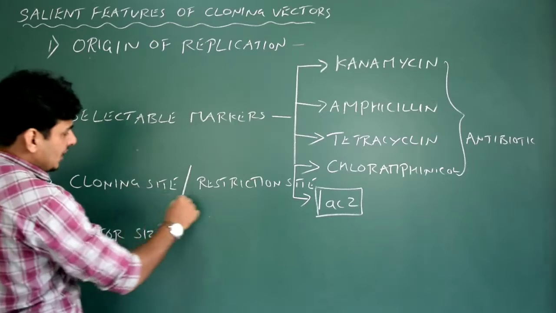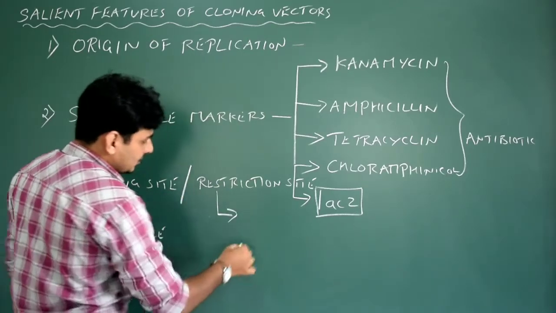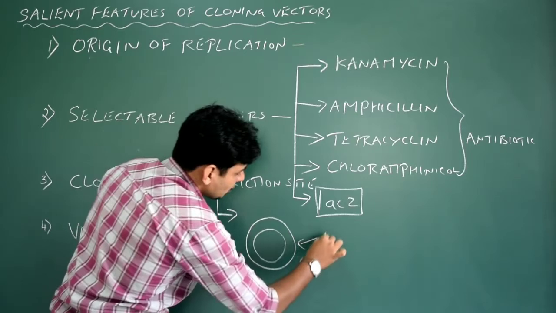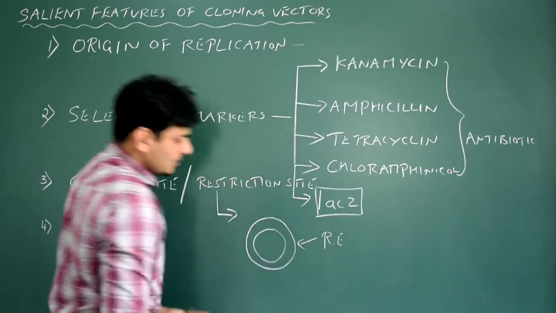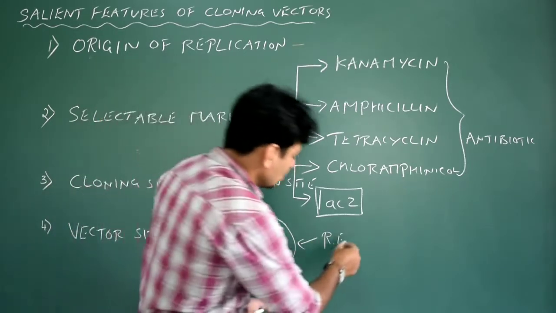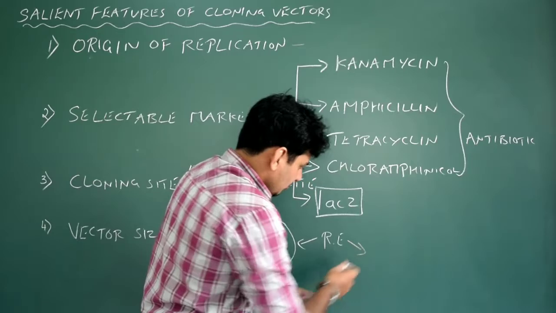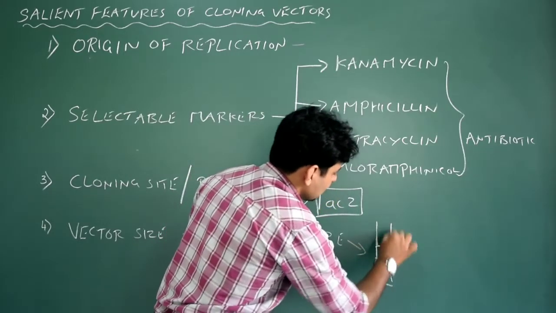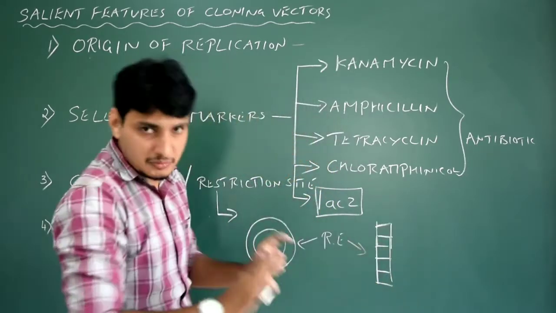Cloning and restriction site. Let us assume that this is our cloning vector. I am going to treat this cloning vector with a specific restriction enzyme, and the same restriction enzyme is also used to treat our gene of interest, that is our passenger DNA. The same should be used.